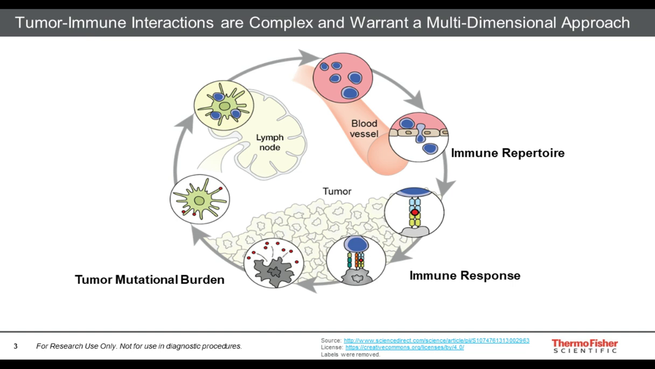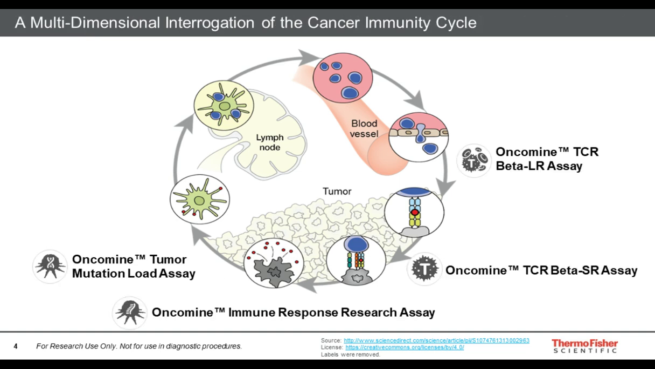Tumor-immune interactions are very complex, and there's not one perfect biomarker for predicting different events of interest. We believe that the best approach is going to require multidimensional views of the data where multiple biomarkers are considered together. To address the needs, we've developed an extensive portfolio of next-generation sequencing-based solutions to enable these kinds of multidimensional approaches to research in the cancer immunity cycle.